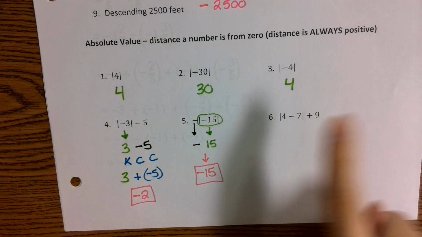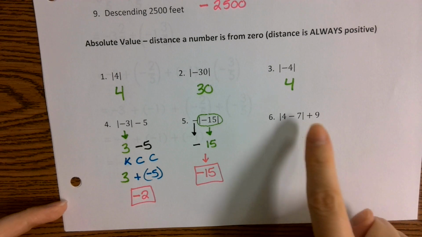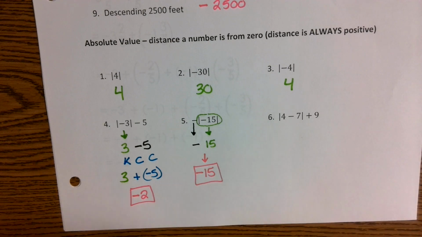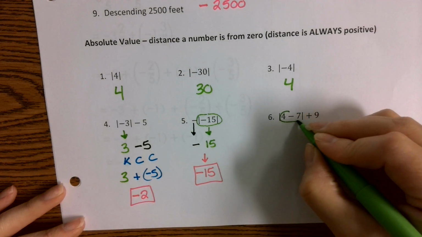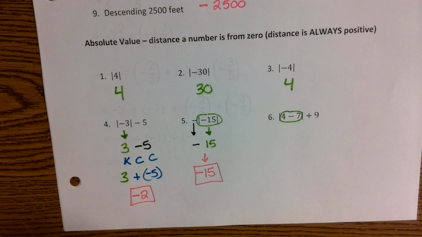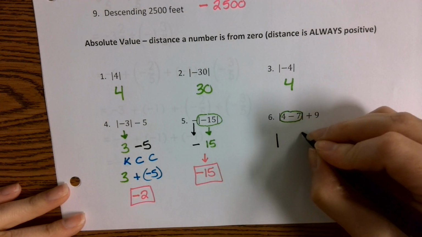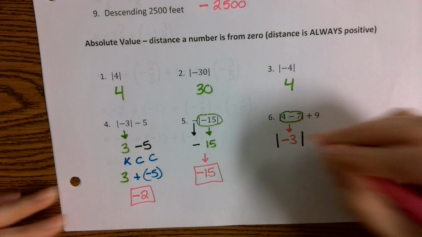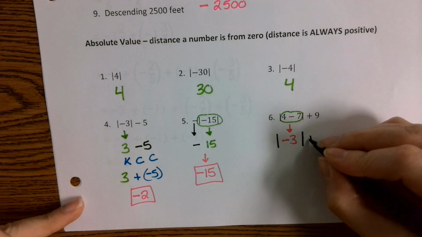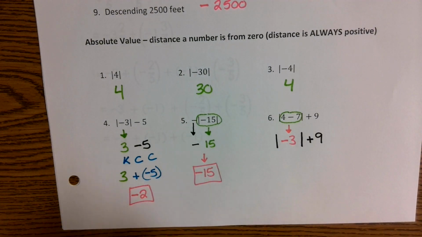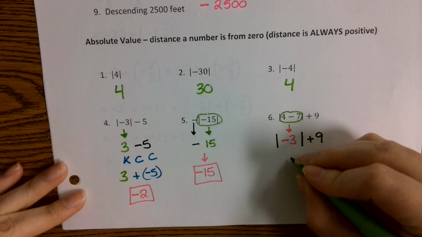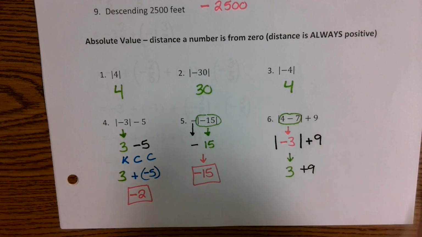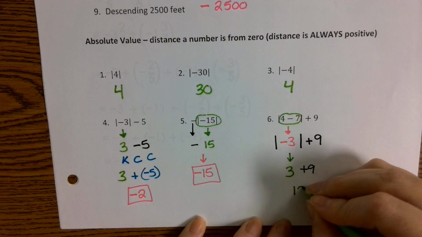Then we've got the absolute value of the quantity 4 minus 7, and outside of the absolute value, we have a plus 9. So we have to do that 4 minus 7 first. What is 4 minus 7 going to come out to? Negative 3. And then we can take the absolute value of negative 3. What is the absolute value of negative 3? 3. And then we can do 3 plus 9. What is 3 plus 9? 12. So our final answer here is a positive 12.